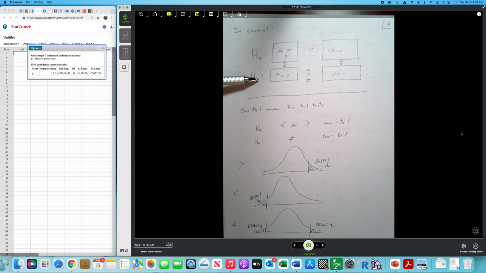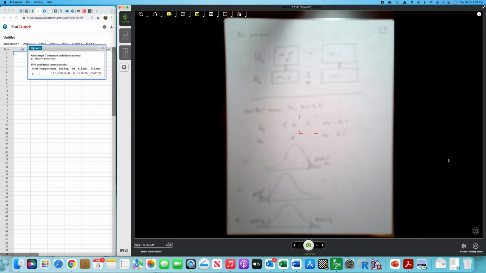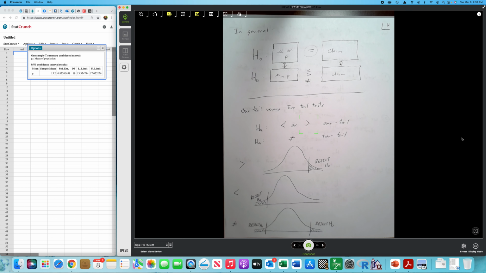This is the claim. This is the test. We make a claim that something is equal, and then we test that it's not equal. It's not equal because it could be less than. It's not equal because it could be greater than. It's not equal because it could be not equal to.